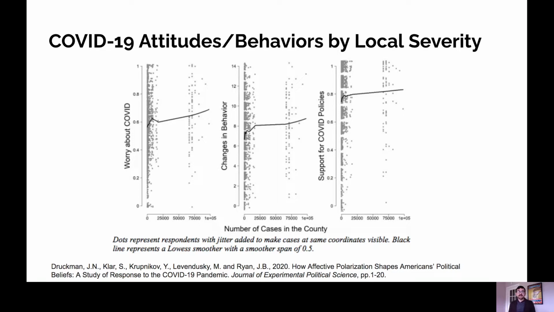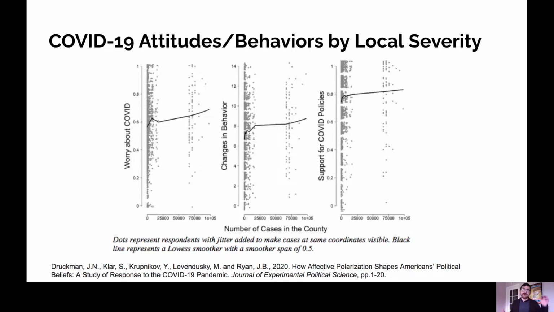There's a slight positive relationship between the density of cases in your area and your changes in behavior, like your changes in whether or not you're engaging in more social distancing, for example. But it's not an especially great relationship. You'll notice that these lines here are pretty flat. And so it's not the case that simply if you live in an area where there is more risk, you're going to perceive that risk just because there's more of it, right?